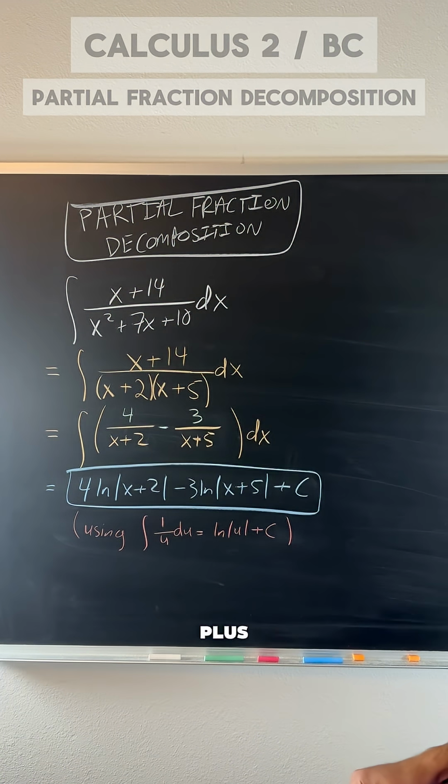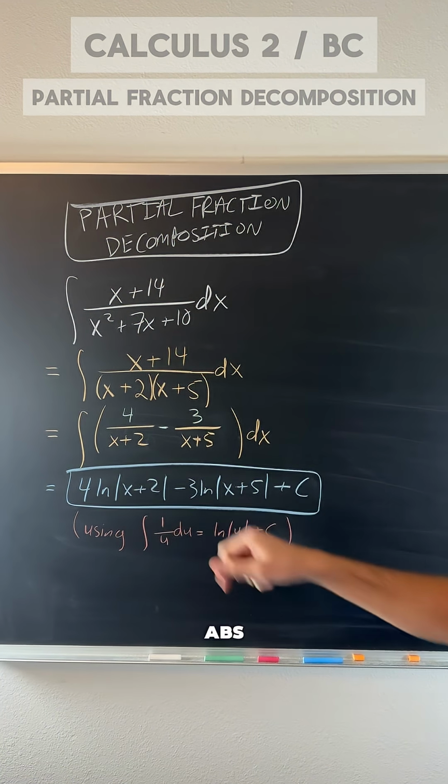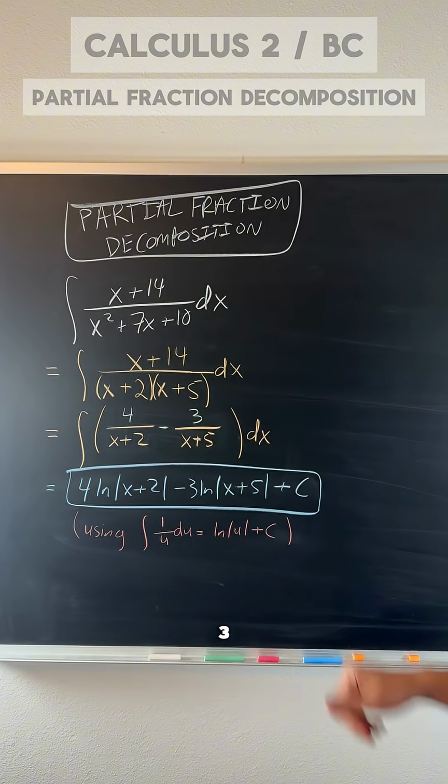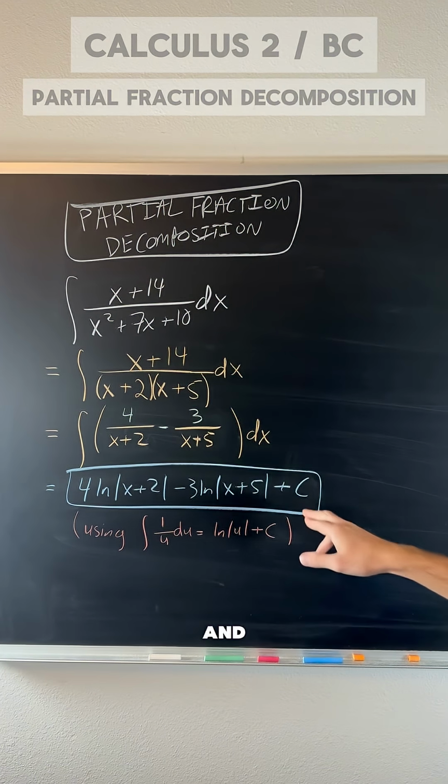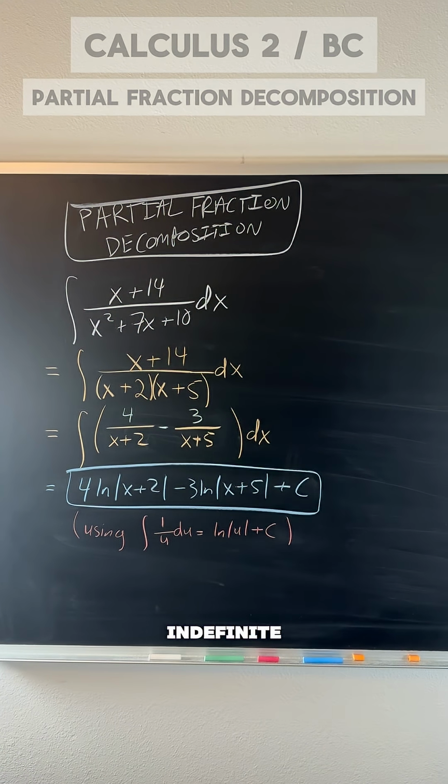Here, 4 over x plus 2 turns into 4 times the natural log absolute value of x plus 2, and the -3 over x plus 5 becomes -3 times natural log absolute value of x plus 5, and of course a plus C because we're working with an indefinite integral.